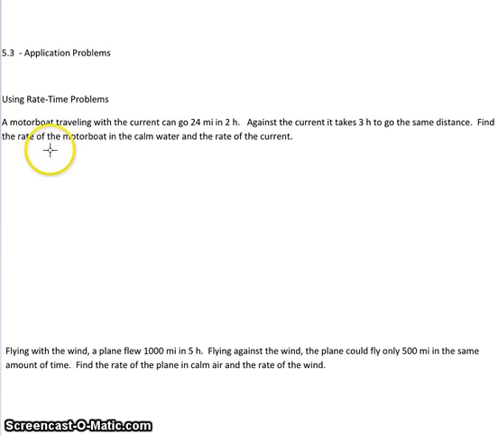So this first problem says a motorboat traveling with a current can go 24 miles in 2 hours. So if we're going to talk about something like this, I'm just going to go ahead and draw a picture with a current. So we're talking about something that's going with the current. And against the current, we're talking about something that goes the same distance.